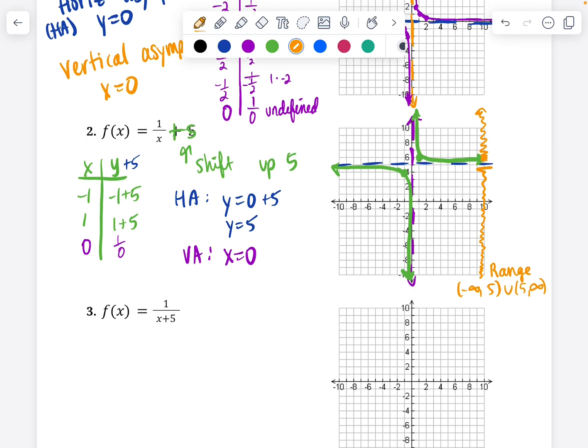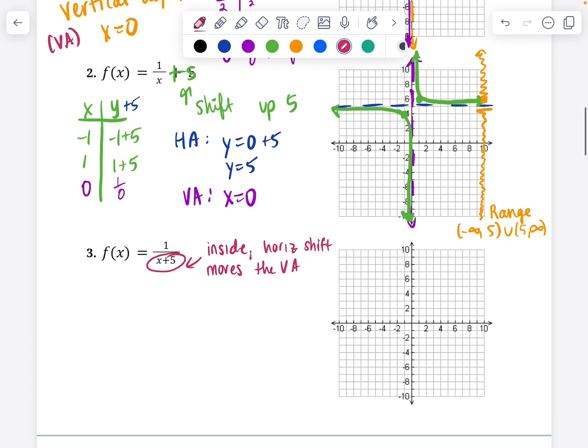Now let's talk about this denominator. This can be a little tricky for people. This is inside the function, so that means it's a horizontal shift, which means we're going to move it. It ultimately moves the vertical asymptote, the VA. And if you're like, I don't get it, how can you move something that's vertical horizontally? Well, here, I'll show you. The parent function's vertical asymptote is at 0.